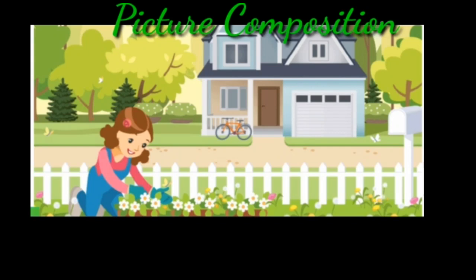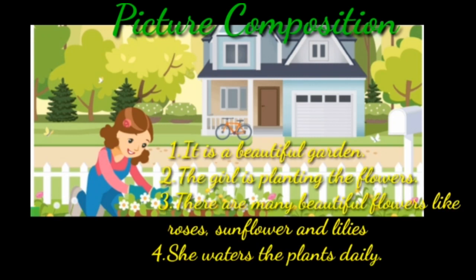Now, third Roman numeral, children, picture composition. What do you know about the picture composition? You have to observe the picture and write five sentences about the picture. Look here, children, some example sentences. It is a beautiful garden. Look here, the garden is there, then the house is there, the girl is planting. So, it is a beautiful garden.